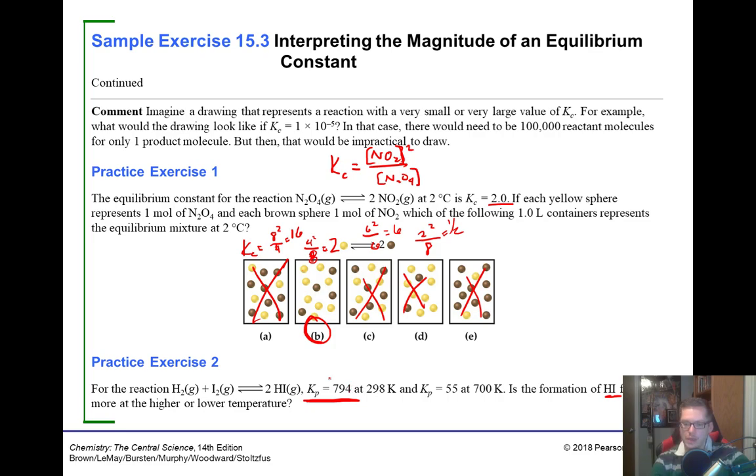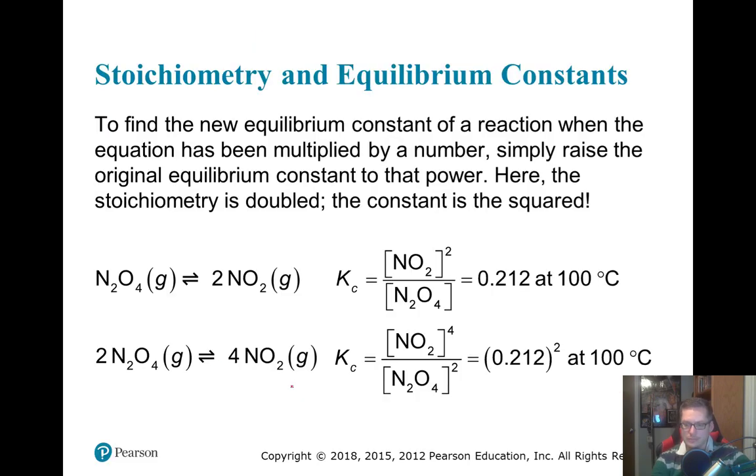So it'd be favored at lower temperatures because 298 is lower than 700. All right. A couple more things in your tool belt here. To find the new equilibrium constant of a reaction when the equation has been multiplied by a number, simply raise the original equilibrium constant to that power. Here, the stoichiometry is doubled, so the constant is squared.